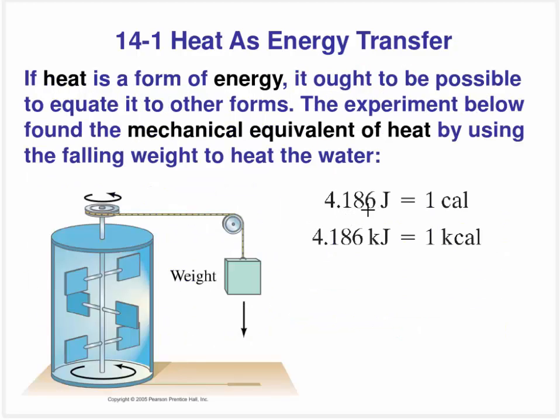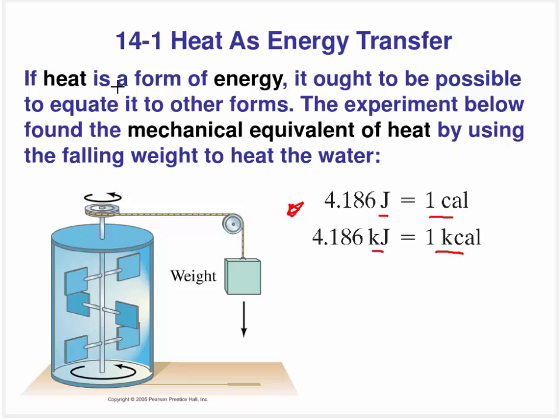And as advertised on the last slide, we're not going to be working in calories or kilocalories. We're going to be working in the SI system. We'll be working in joules or kilojoules, and the conversion you see is right here. 4.19 joules is 1 calorie, or 4.19 kilojoules per kilocalorie.